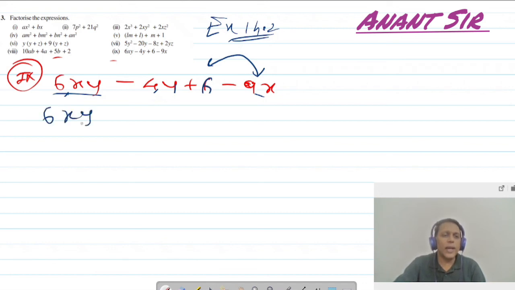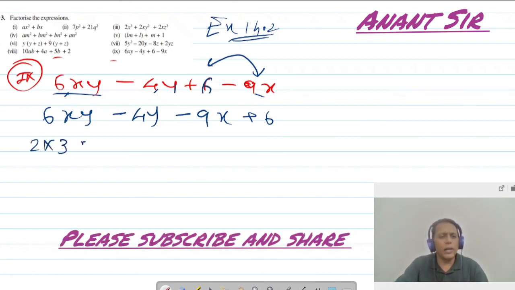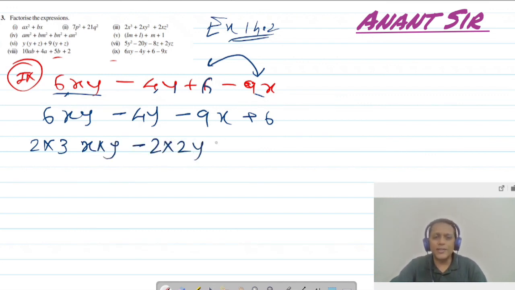So 6xy minus 4y as it is, I am not changing the sign. Okay, minus 9x plus 6, I have just interchanged the places of the third and fourth term. Now we are going to solve the same way. 2 into 3 into x into y for the first term, 2 2s are 4 for the second, 9x will be written as 3 3s are 9 with x, and 6 will be written as 3 times 2.